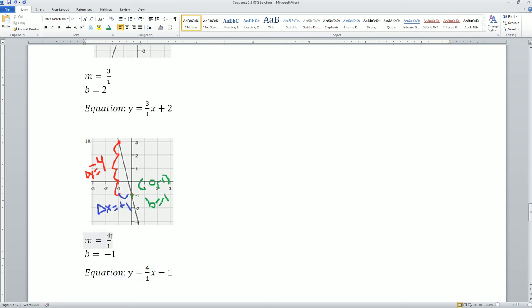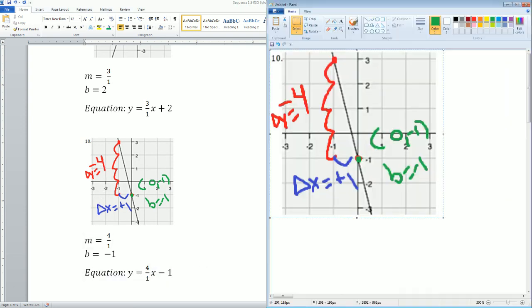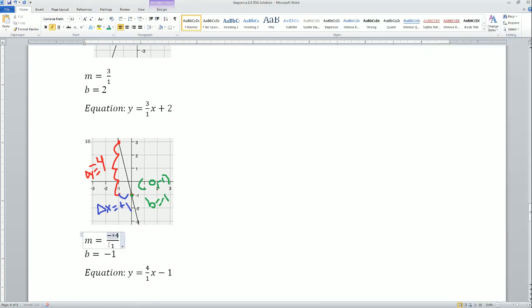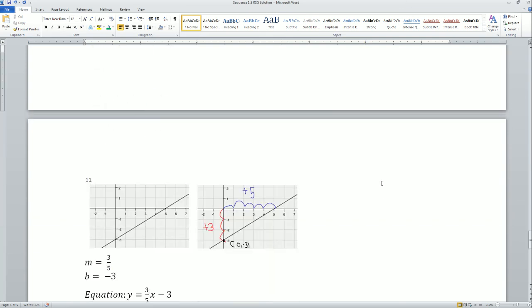Again, oops, this is wrong. Look at this. This is supposed to be a negative because it's going down. -4. This would have been a -4, right? So this is a -4. Makes sense because it's a negative downward slope. Good? Alright, let's look at 11.